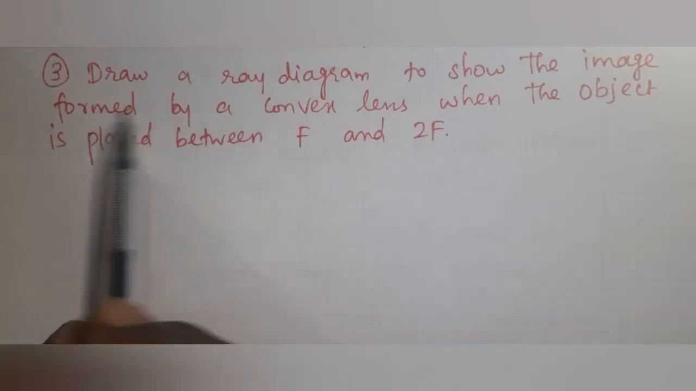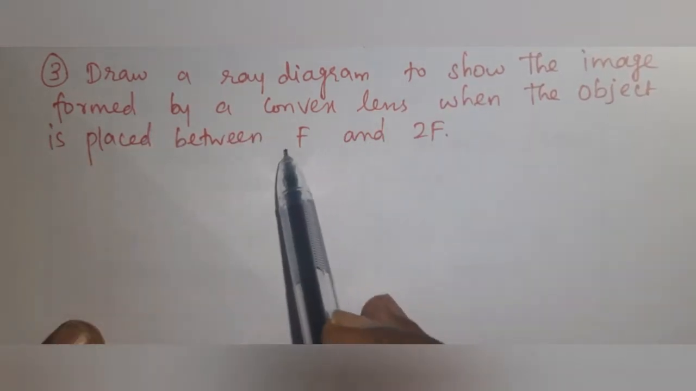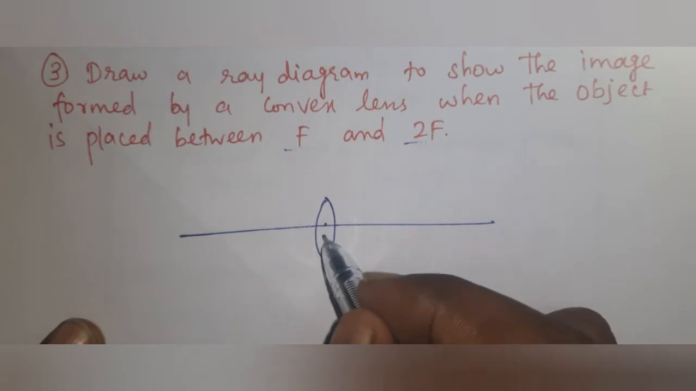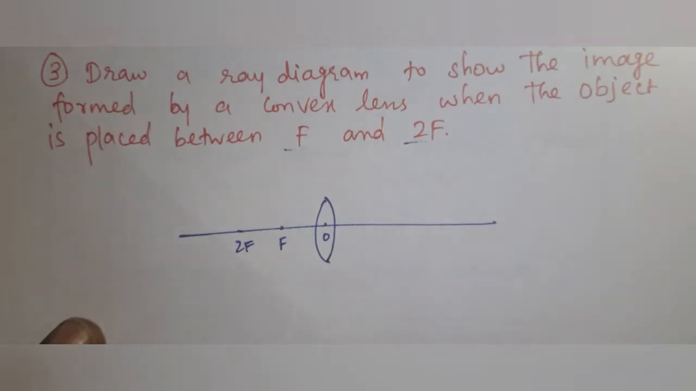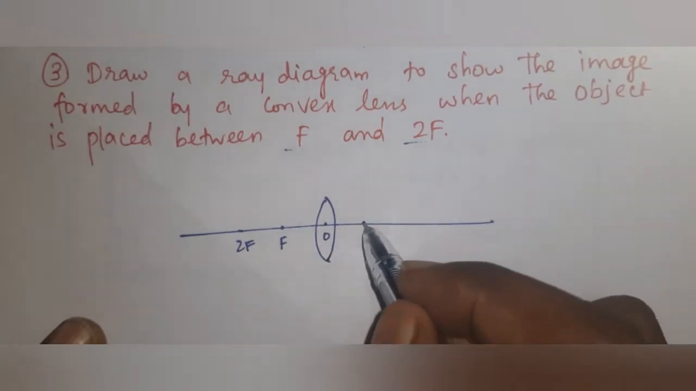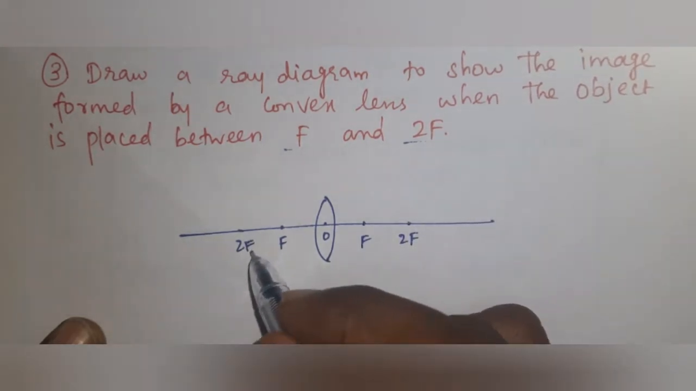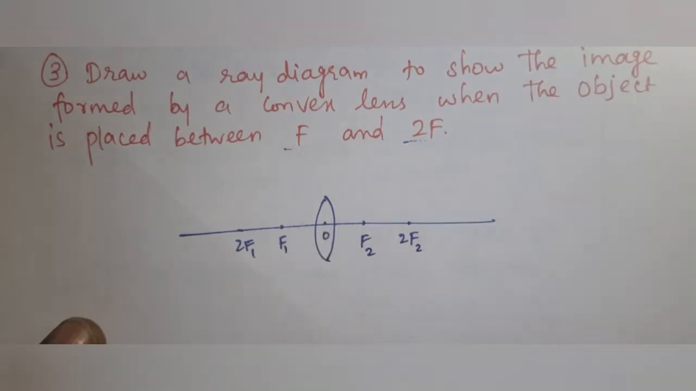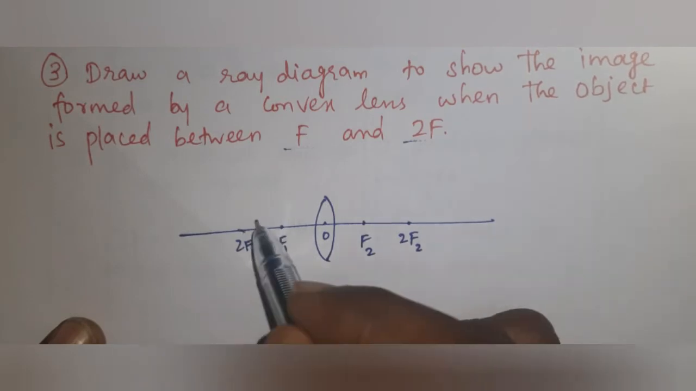Question number 3. Draw a ray diagram to show the image formed by a convex lens when the object is placed between f and 2f. So this is a convex lens. This is the principal axis, which passes through the optic center, f and 2f. A convex lens has two foci, so on either side there will be a principal focus f and 2f. For our convenience, we can take subscript 1 for the object side and subscript 2 for the image side, on the other side of the lens. Now the object should be placed between f and 2f.